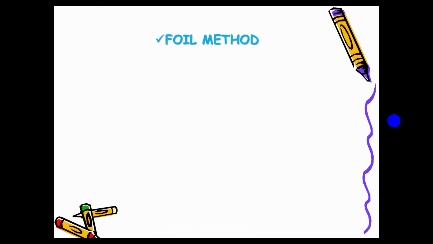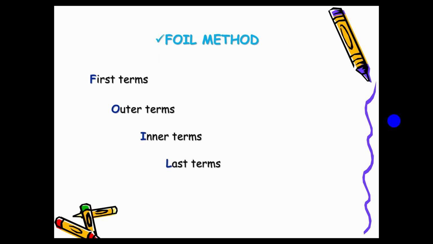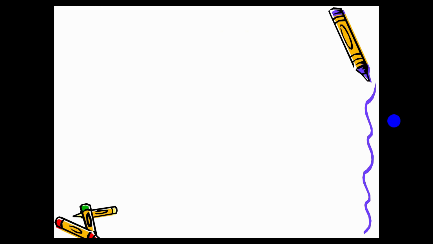The next technique is the FOIL method. In FOIL method, you will multiply the first terms of the binomial, the outer terms, the inner terms, and the last terms of the binomial. Let's take note that FOIL method is just applicable for binomials. For example, y plus 3 times the quantity y plus 7.